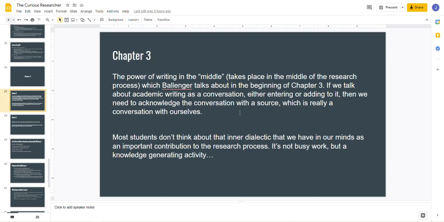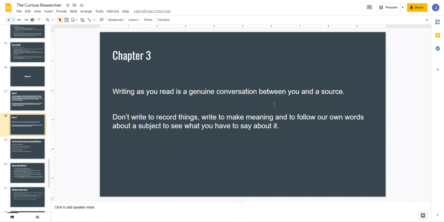That'll help support your topic, but what we do with sources is just as critically important in the research and writing process. Okay? Because as you're reading and as you're thinking about your source, you're having that conversation in your head. It's a knowledge generating activity. We write to make meaning, and that's what research and writing is all about. So it's a genuine conversation between you and your source.